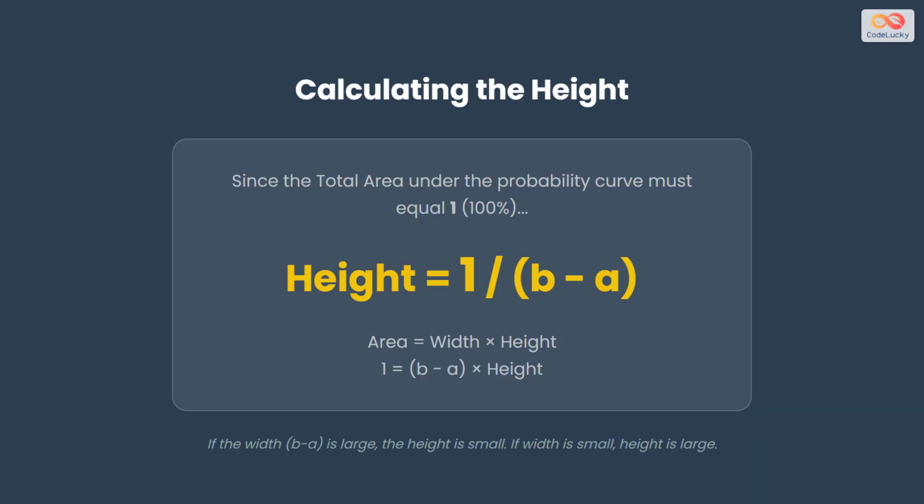One of the most important rules in probability is that the total area under the curve must always equal 1, representing 100% probability. Since our shape is a rectangle and area equals width times height, we can easily find the height. The height is simply 1 divided by the width, or 1 over the quantity b minus a.